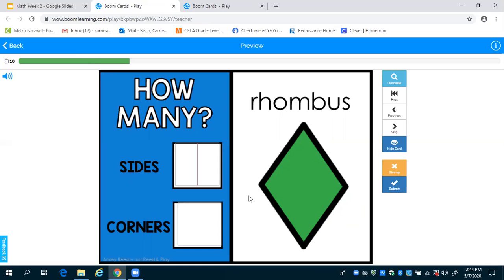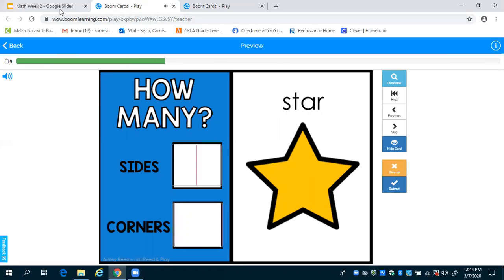All right, this diamond shape is actually called a rhombus. How many sides does this rhombus have? I see 4 sides. 1, 2, 3, 4. How many corners? It looks like there are 4 corners. 1, 2, 3, 4. Great job.